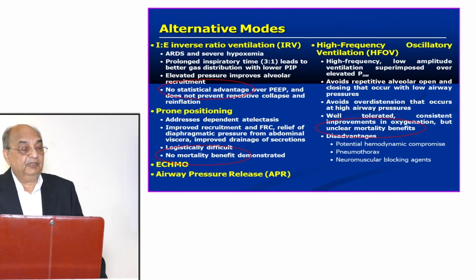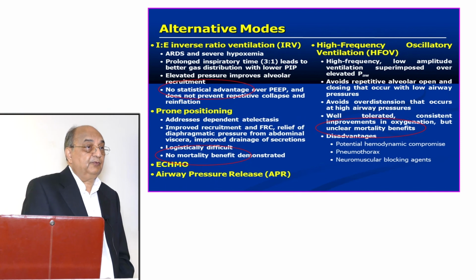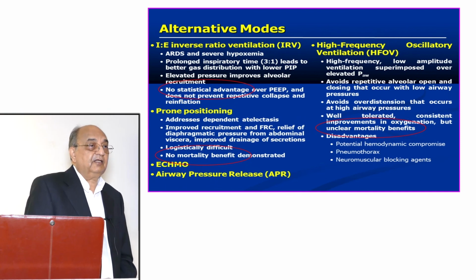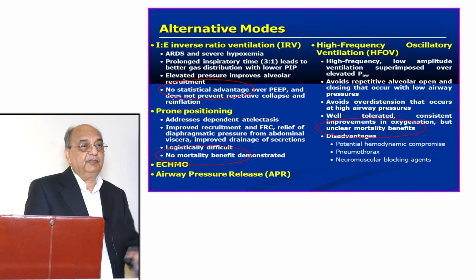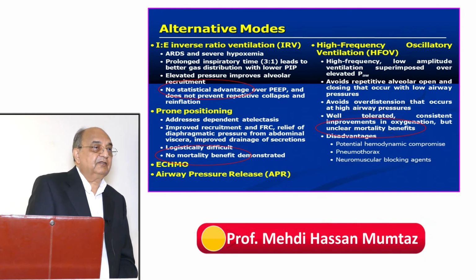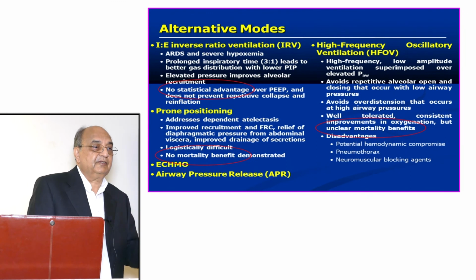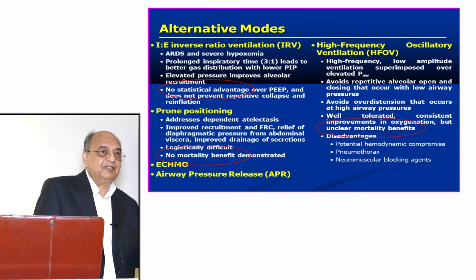Now, IE ratio, inverse ratio ventilation. Normally the IE ratio is 1 to 2. Your expiratory time is double the inspiratory time. For example, if you are breathing 20 per minute, or you put the patient on a ventilator at 20 per minute, how many seconds is one cycle, inspiration to expiration? 3 seconds. There are 60 seconds in a minute. Very good. So 60 seconds in 1 minute.